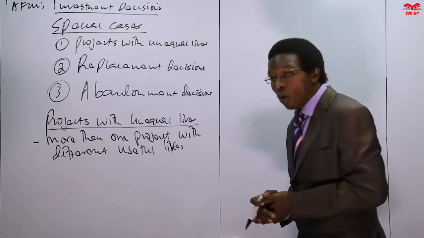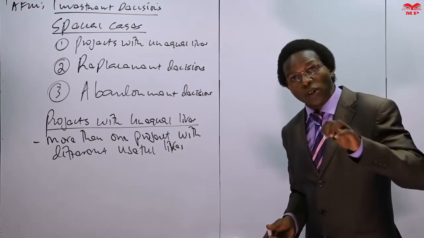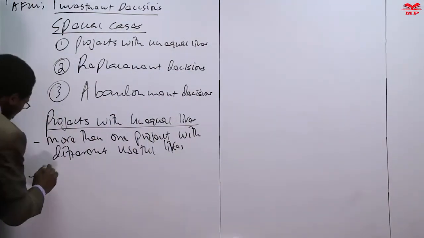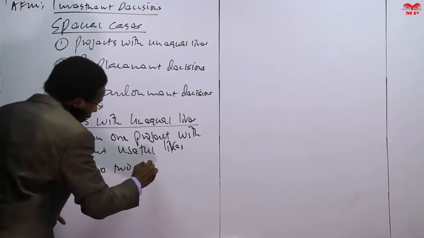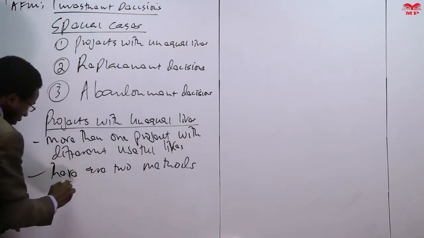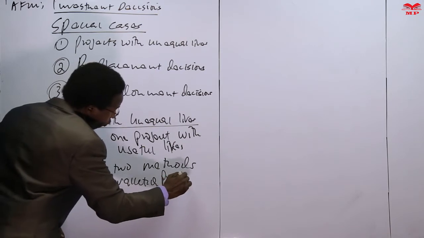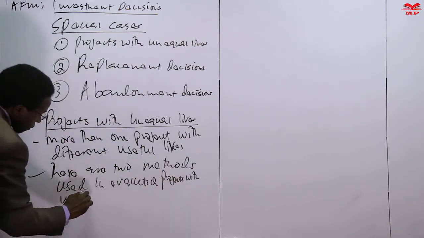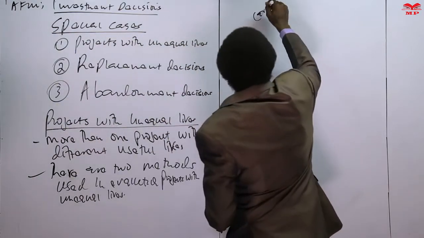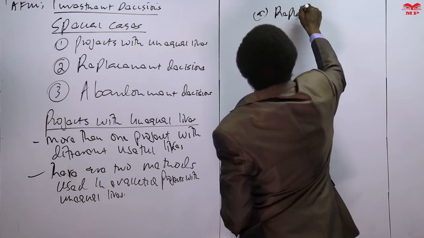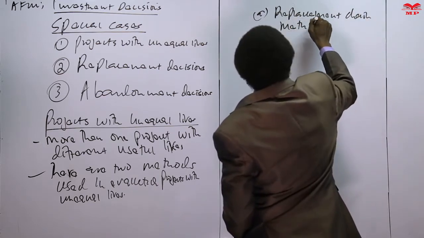So in projects with unequal lives, there are 2 methods that can be used to evaluate these projects, because the conventional NPV alone cannot be the best criteria. So there are two methods used in evaluating projects with unequal lives. Which are these methods? A, we have the replacement chain method.